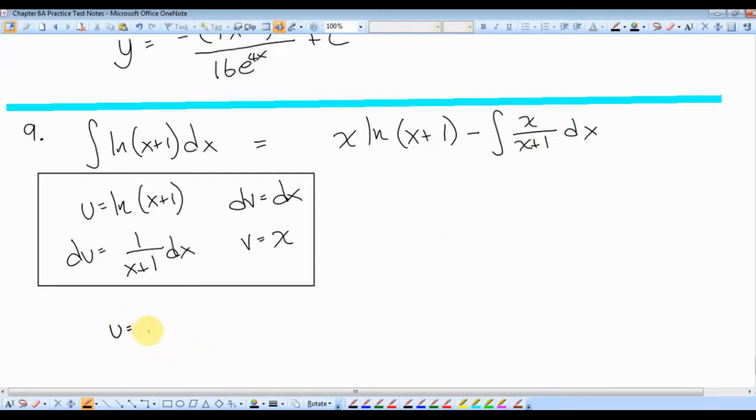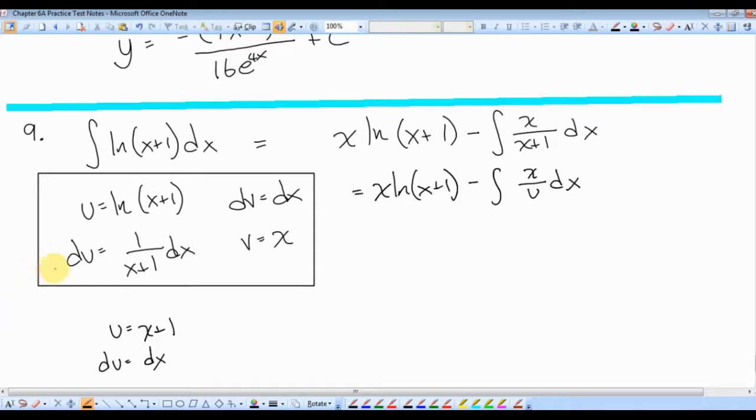Now my u is going to be equal to x plus 1. And du is going to be equal to dx. Great. Let's rewrite that now. That's going to be equal to x, natural log of x plus 1, minus antiderivative of x over u dx.